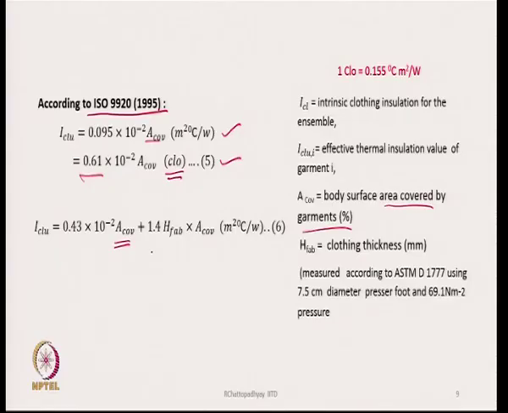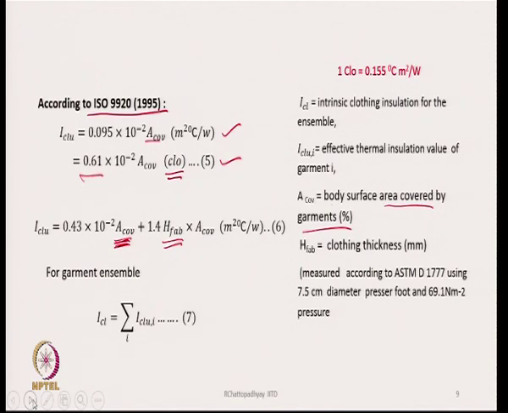The next equation 6 says that it takes into account both the percentage area covered, A cover, and also the thickness of the fabric. See the previous equation 5, here the fabric thickness does not play any role in deciding the clothing resistance. So, this has been taken care of by the next equations, where the thickness value of the clothing has also been taken care of. These are the empirical equations that people have found out, and they are used to find an initial estimate of the resistance value of a clothing without doing the real measurement.